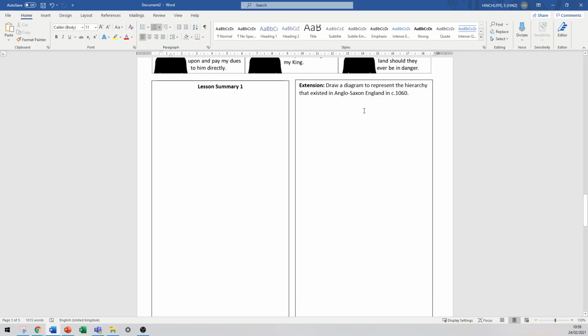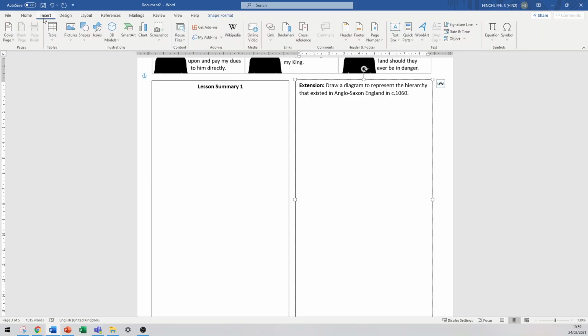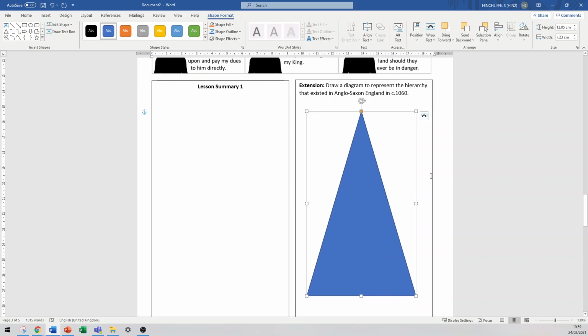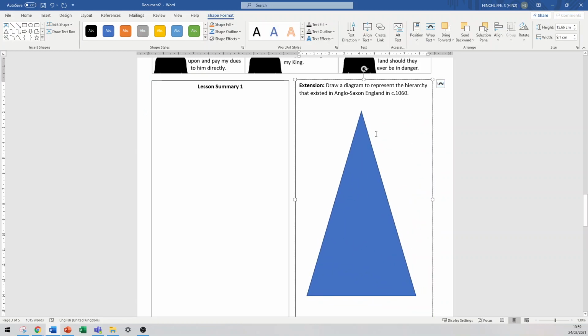There is a little extension here if you want to draw a diagram to represent Anglo-Saxon England. If you're going to do that, I recommend you do it in the shape of a triangle. It's quite a good way to show the hierarchy, and you might just have the king at the top and so on. Leave the lesson summary for now. We'll come back to it at the end.